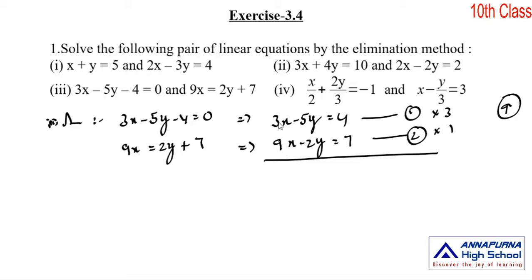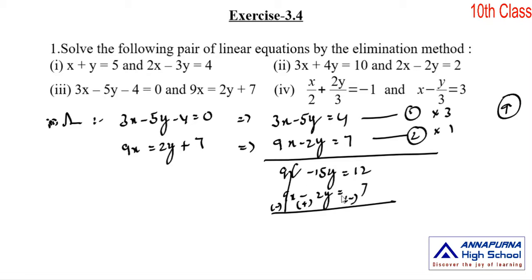Or you can multiply the first equation by 9 and the second equation by 3. That is also good. It's not wrong. Okay, let's follow this. 3x into 3 is 9x, minus 5y into 3 is minus 15y, equal to 4 into 3, 12. 9x into 1 is 9x, minus 2y into 1 is minus 2y, equal to 7 into 1, 7. Now subtract the second equation from the first equation. Change the signs of the second equation.